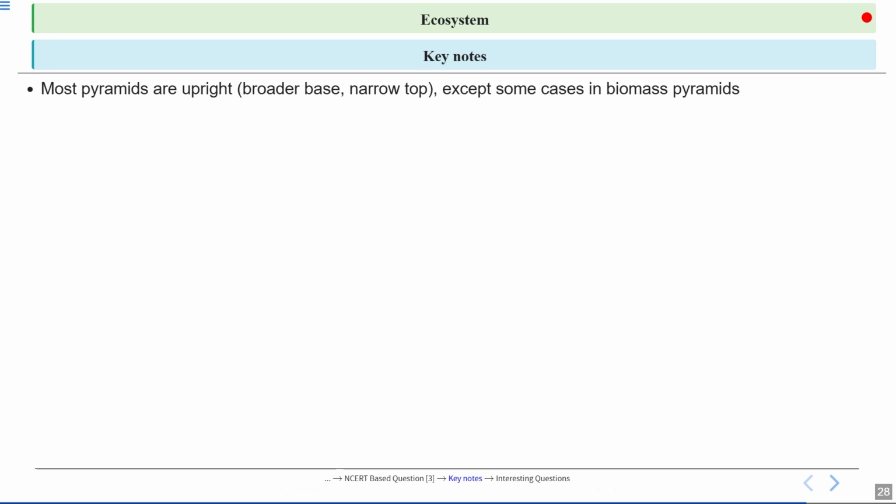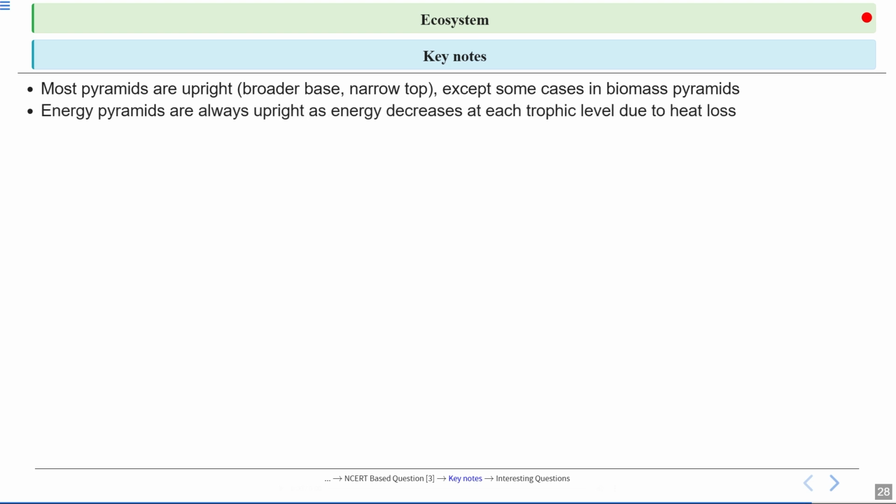So we talked about the ecological pyramids. Ecological pyramids are upright, they have a broader base and a narrow top, except some cases in biomass pyramids, as well as in the case of pyramid of number also. So there are certain exceptions where the pyramid of biomass and pyramid of number are inverted. Now, the energy pyramid is always upright because only 10% of energy is transferred to the next trophic level and the rest is lost as heat.